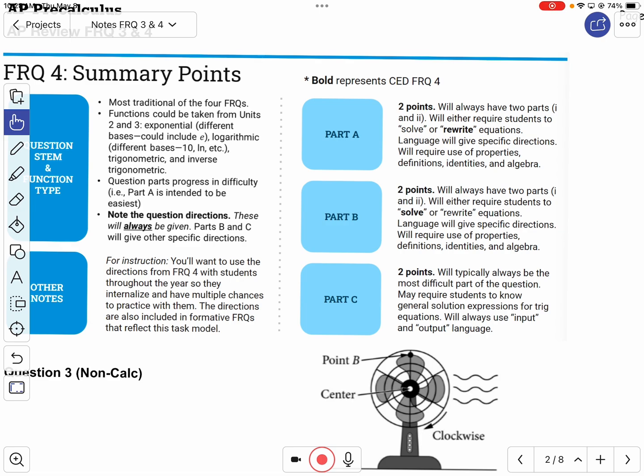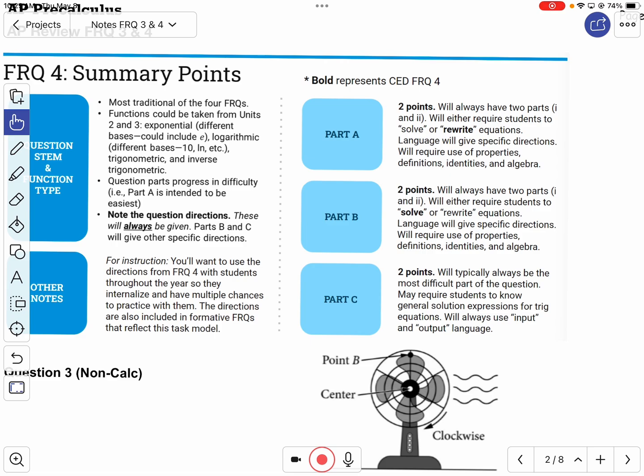Okay, they'll either ask you in one part, because it'll have 2 parts, 1 and 2. For part A, it'll ask you to rewrite or solve in one or the other. Could involve identities, definitions, using inverses, all your things about trig. Same thing with part 2, all right? It'll have specific directions using properties, identities, and then the last part is always the most difficult part, okay? And it'll be something that requires us to use something about inputs and outputs. All right, domain and range.